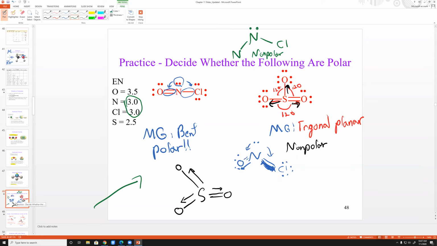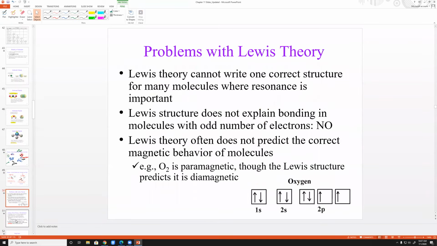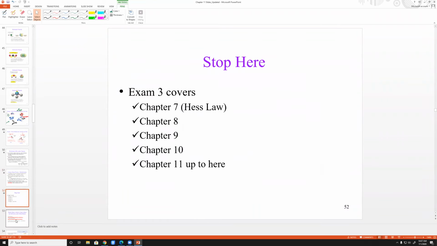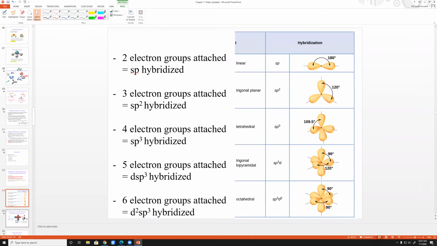Okay, cool. All right, so we have polar, non-polar. So we're basically done. Now, on the homework, there may be 1 or 2 questions involving hybridization, but hybridization is so easy. So easy, a caveman could do it. But here is hybridization in a nutshell.